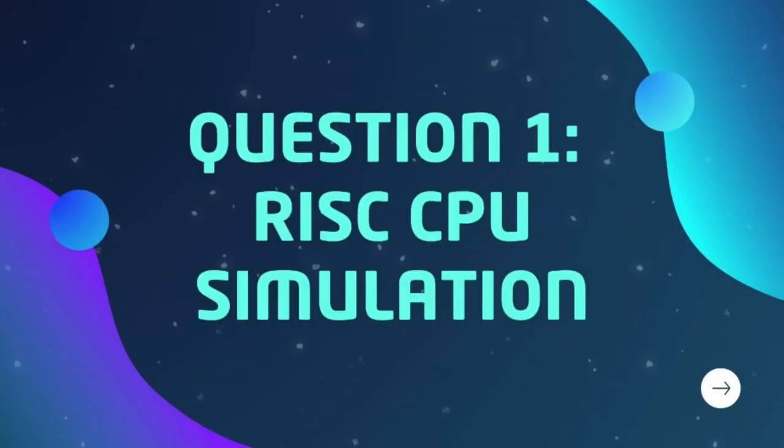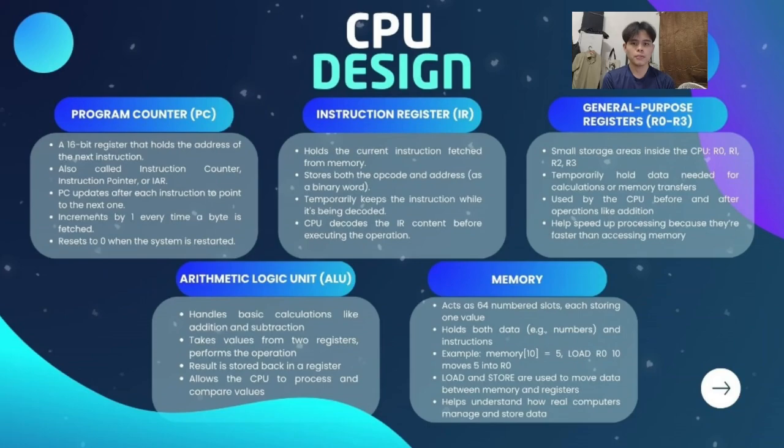First of all, we will go through project question 1, which is about simulating basic operation of a reduced instruction set computing CPU architecture. Before we go into designing and running a CPU simulator, we need to understand the architecture of the CPU. This includes its main components, such as the program counter, instruction register, general purpose registers, arithmetic logic unit, and memory. Each of these components plays an important role in how the CPU fetches, decodes, and executes instructions. Having a good understanding of these parts will help us see how the CPU operates step by step during the simulation.